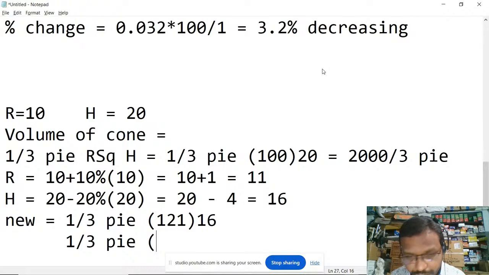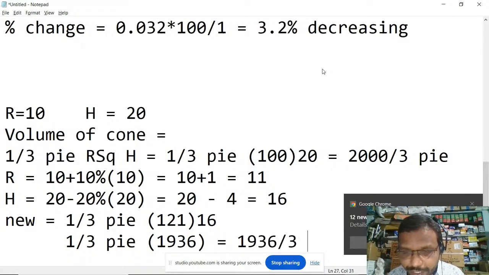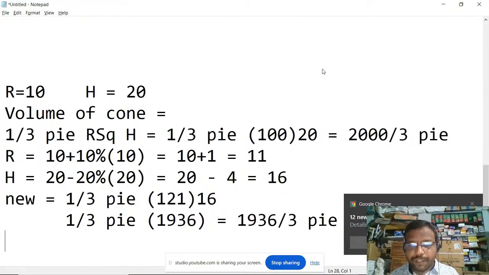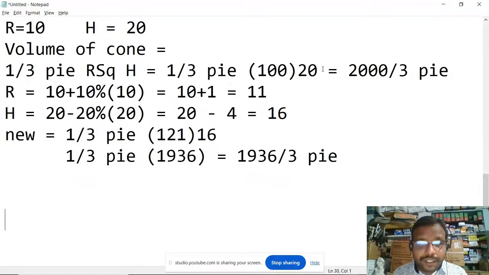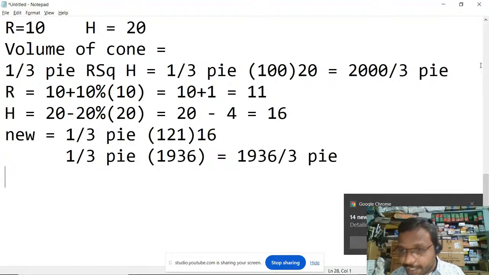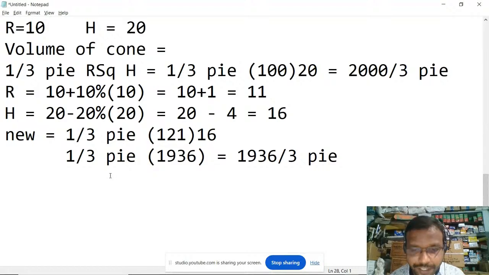Clear? So 1936 divided by 3 pi, new value. Need more patience while solving the problems related to the mathematical ability, especially.